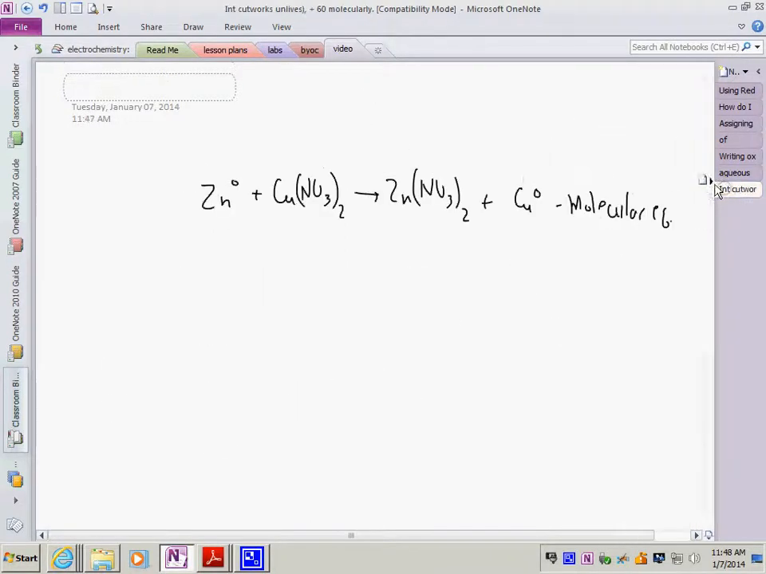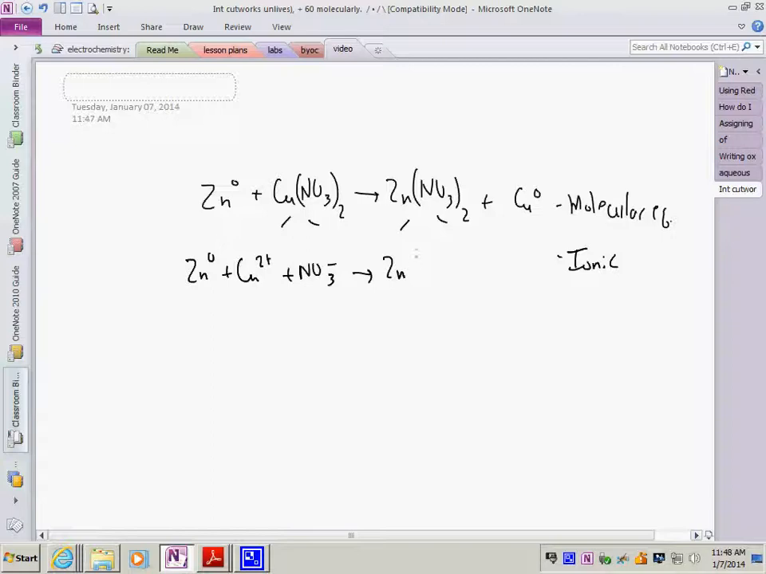Now, in this case, if we were to write what's called an ionic equation, we would actually show these as being separate. Any actual dissolved solution would be separated. Zinc metal plus copper 2+ nitrate yields zinc 2+ plus NO3 minus plus copper metal. I want to balance it, so I put a 2 here, and here. This is less common, to be honest. It's not used very often.